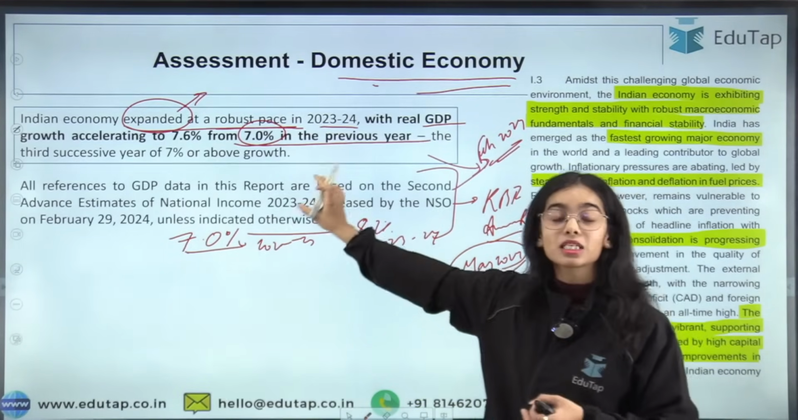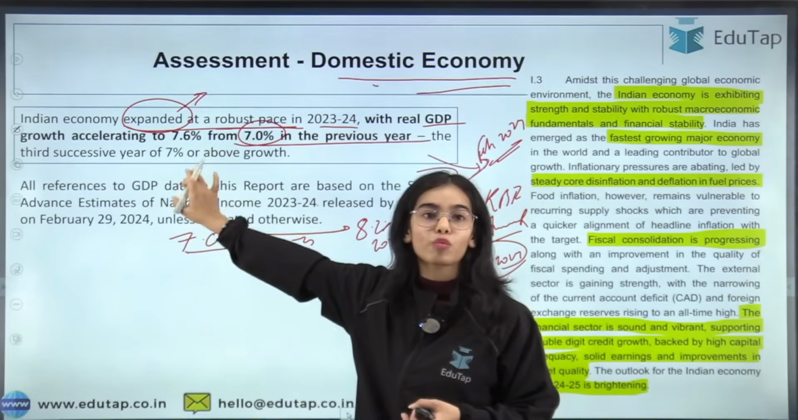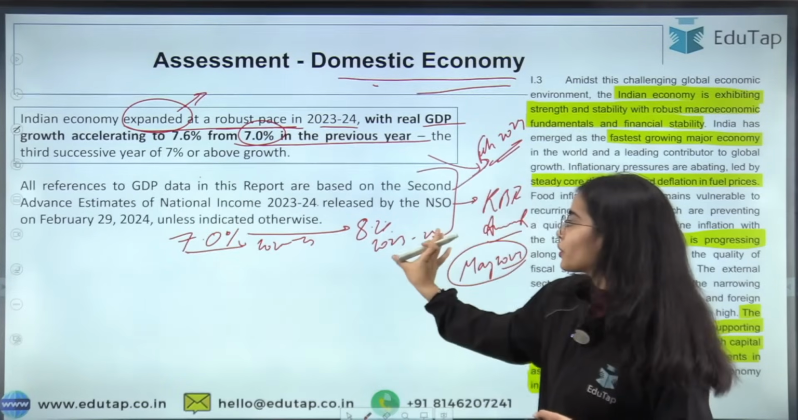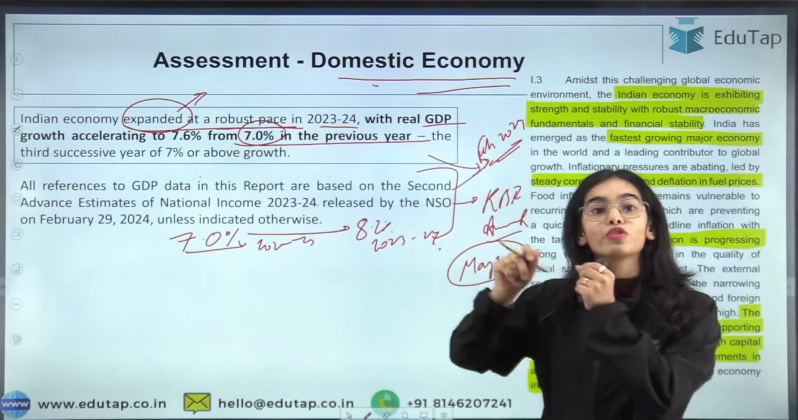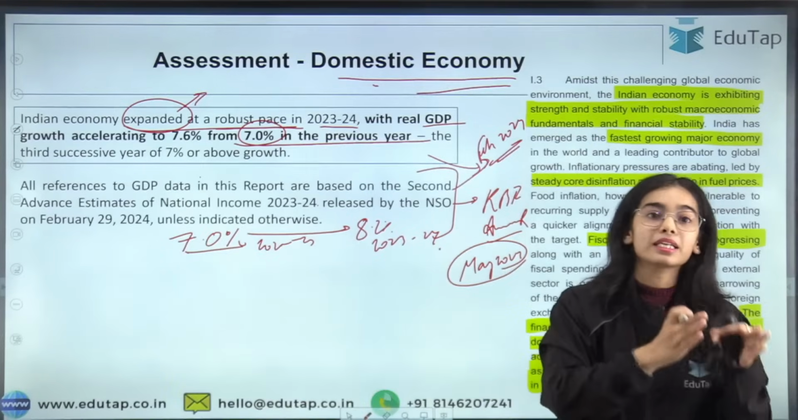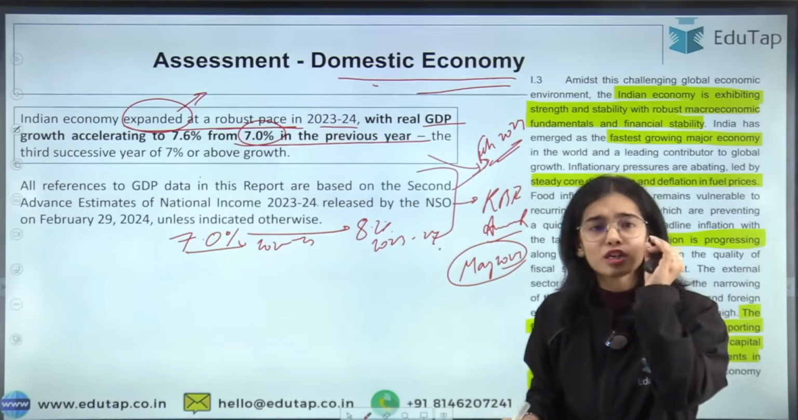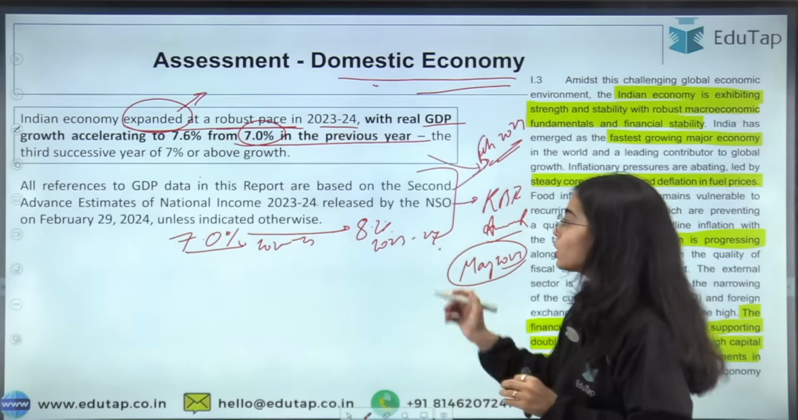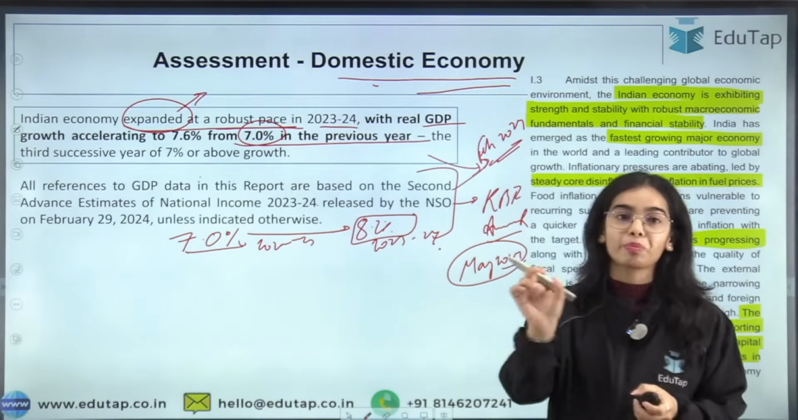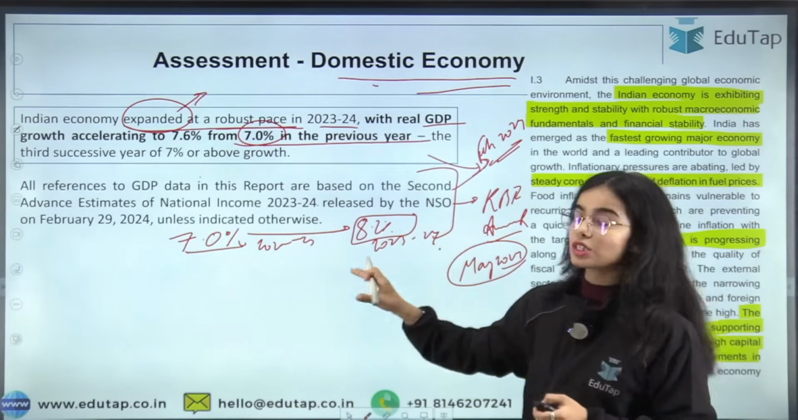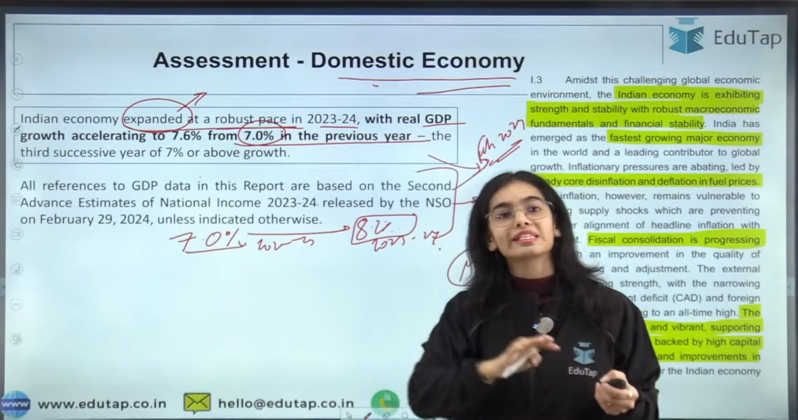As per the second advanced estimates, the data was that our economy had grown by 7.6% in 2023-24. But as per the provisional estimates recently released by the National Statistical Office, as per the most recent estimates of the NSO, our economy has actually grown by 8.2%. So that is the estimate, and that's why we will not focus on the previous estimates, because the new estimates have been released.